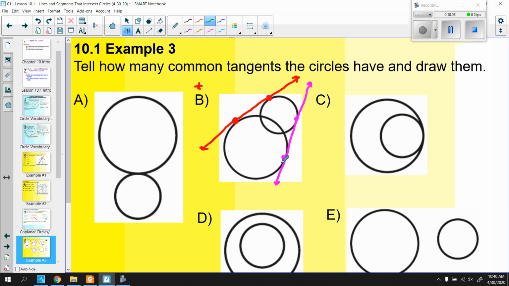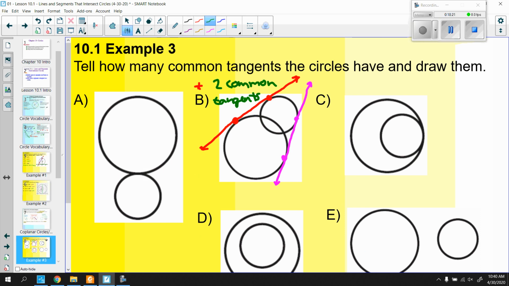I think I've kind of exhausted all possibilities here. So this is an example that there's 2 common tangents. Okay. I'm going to let you kind of explore those other ones.